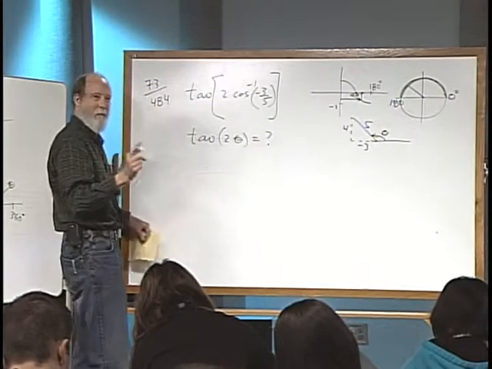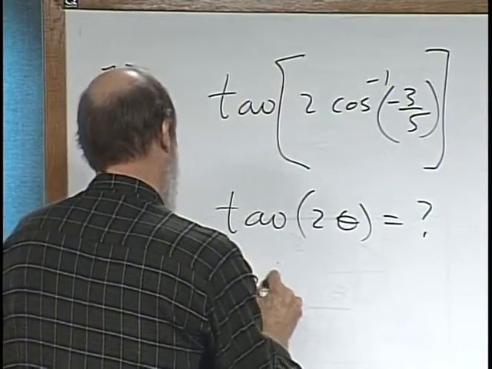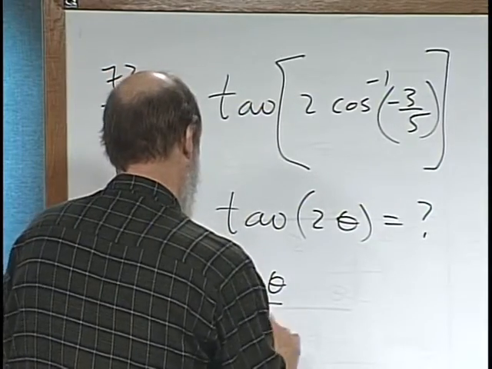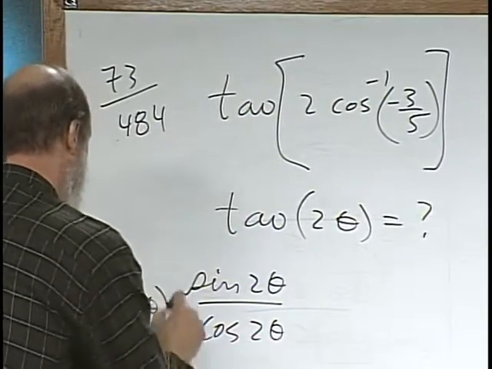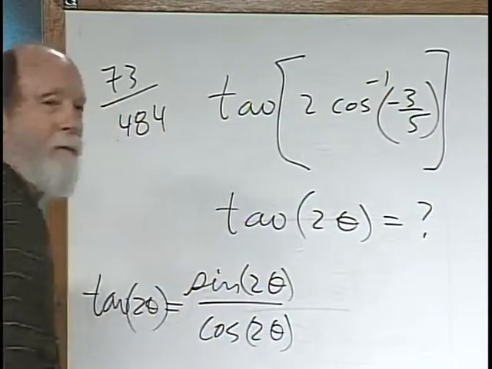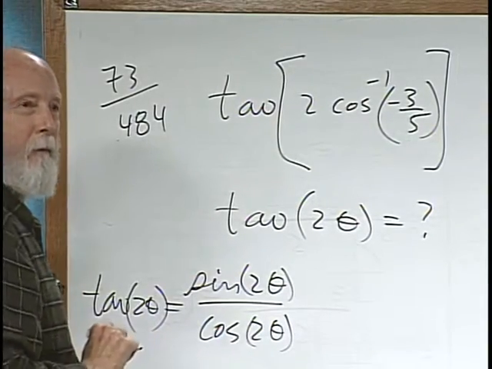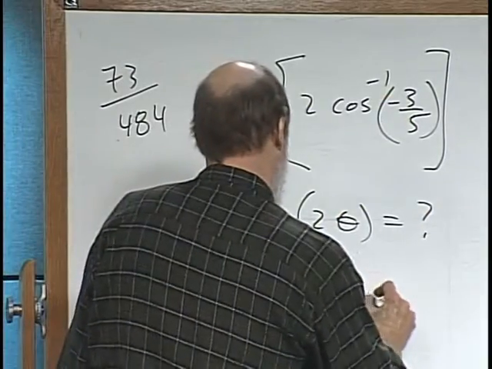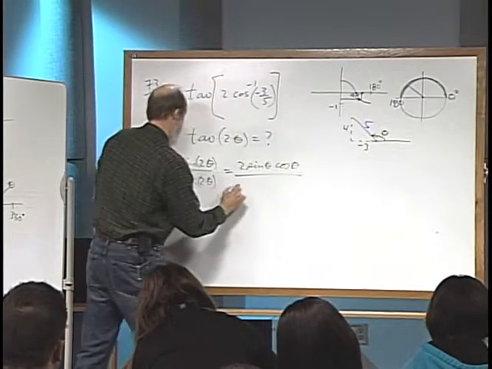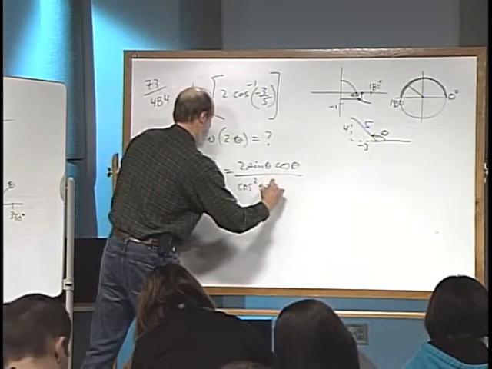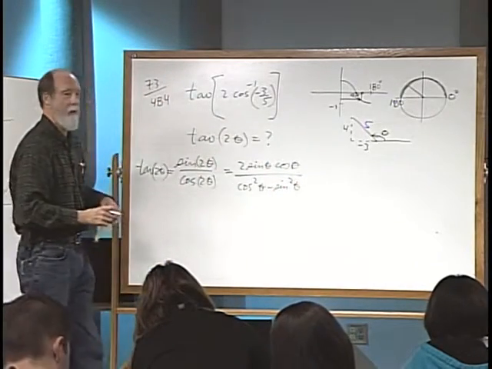Once we have the triangle, I'm going to come in here now and answer the question. The sine of twice the angle divided by the cosine of twice the angle is going to be equal to our tangent that we're looking for. We then go grab the formulas, twice sine theta cosine theta for our numerator, and cosine squared theta minus sine squared theta for our denominator, and then we just drop the ratios in from the triangle.